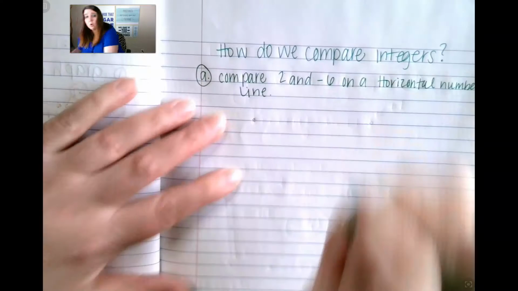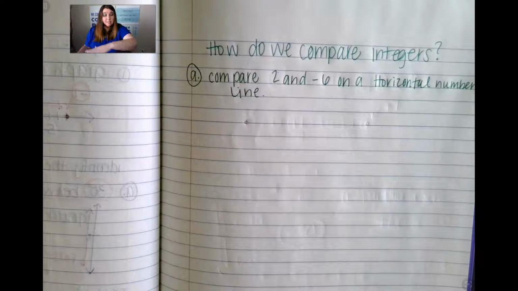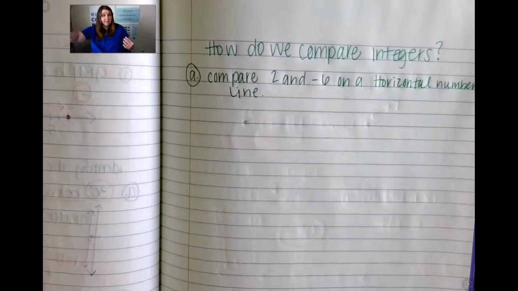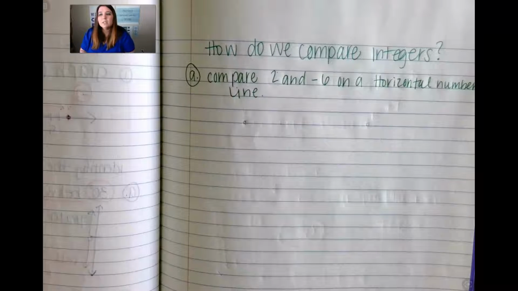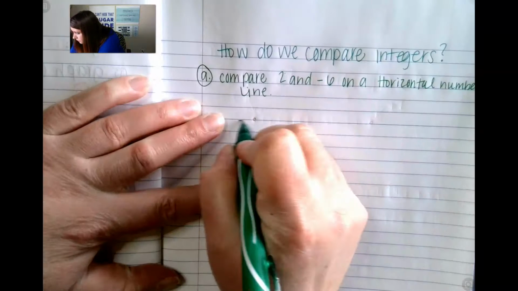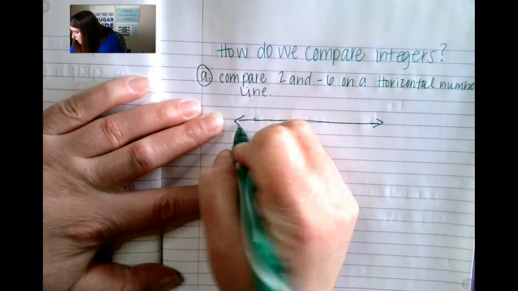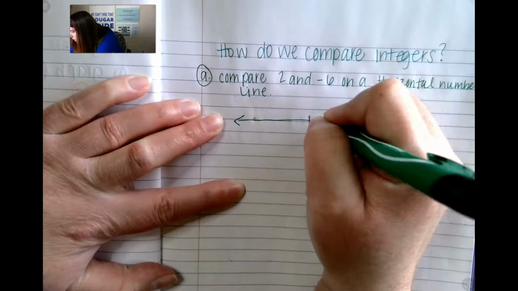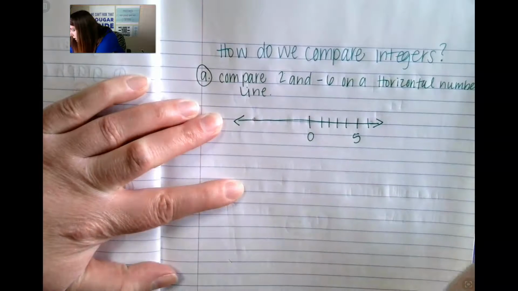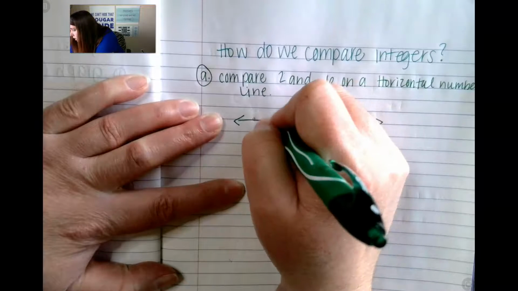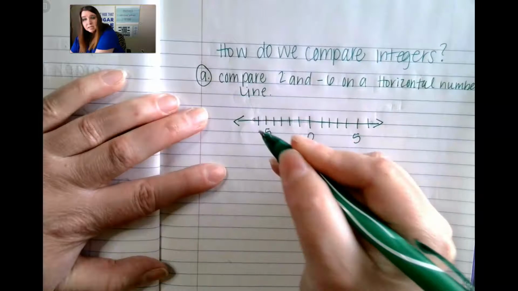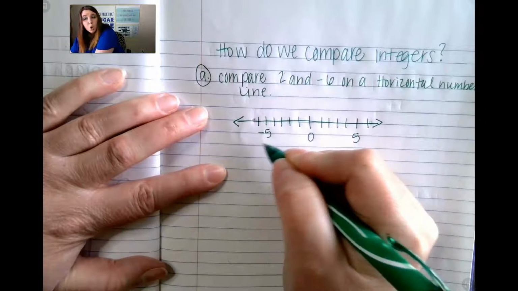All right, horizontal again means flat. It's out there on the horizon, like where the sun sets on the horizon. So horizontals are flat number lines. It wants us to compare 2 and negative 6. So we're going to make a horizontal number line, 0 in the middle, 1, 2, 3, 4, 5, 6 in the positive direction, and 1, 2, 3, 4, 5, 6 in the negative direction. Here's negative 5, because we're 5 places to the left, or below 0.